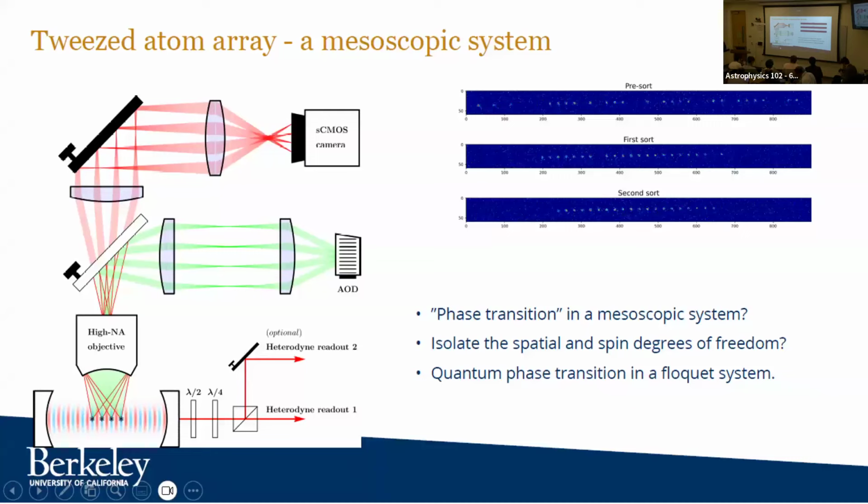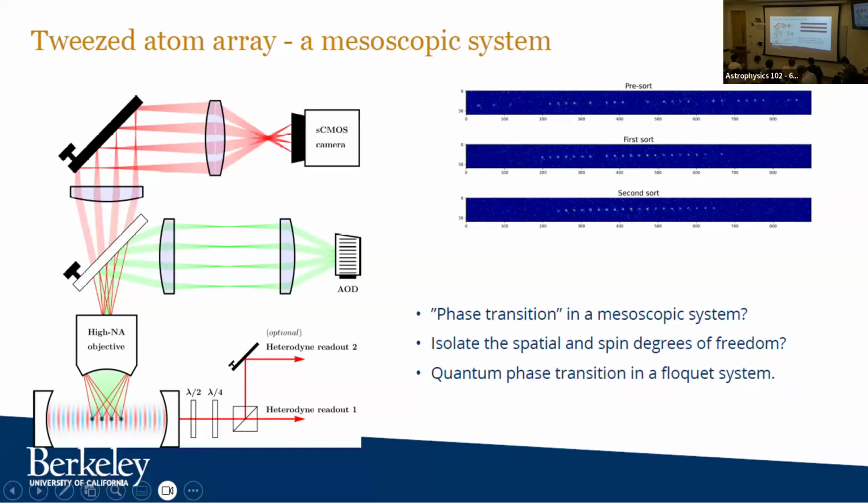Technically, phase transition is only defined in the thermodynamic limit, so I shouldn't even call it a phase transition. But there are interesting things to study about how it happens, whether you call it a phase transition or a crossover. So that's one interesting thing about our apparatus.